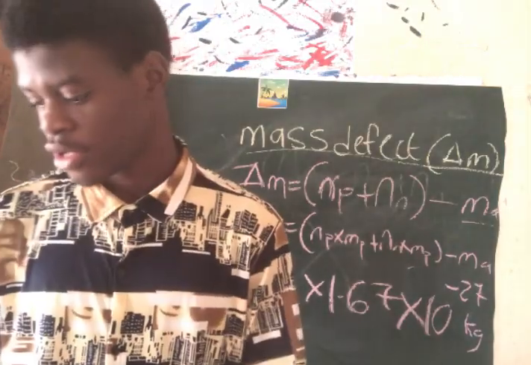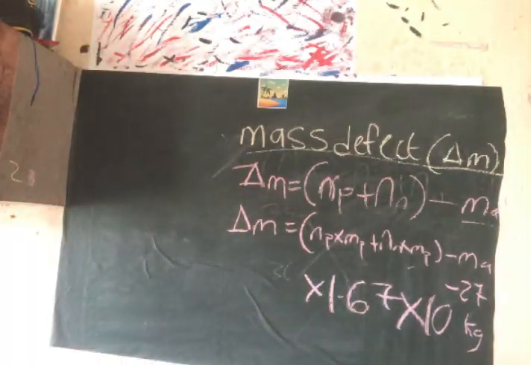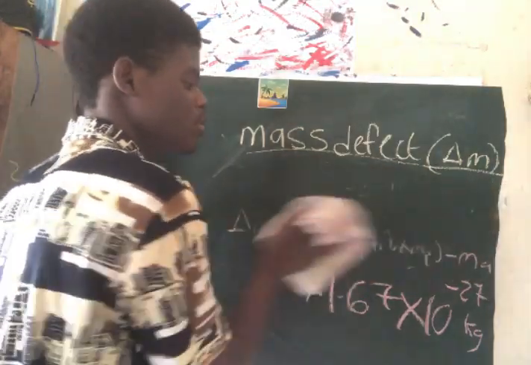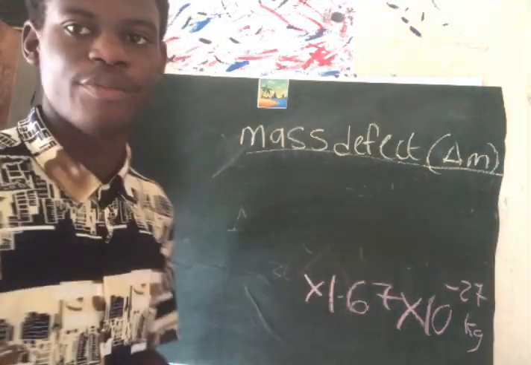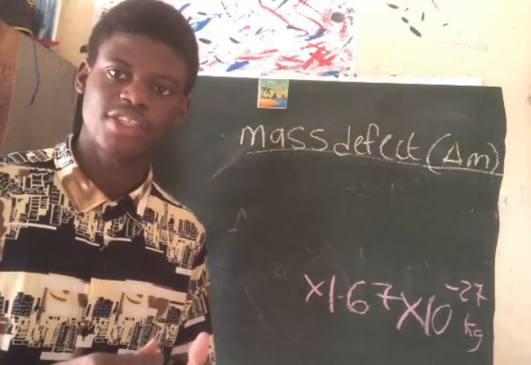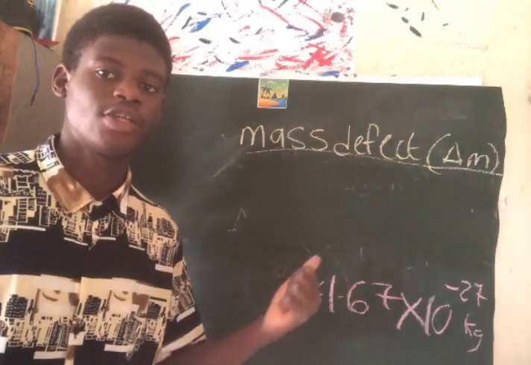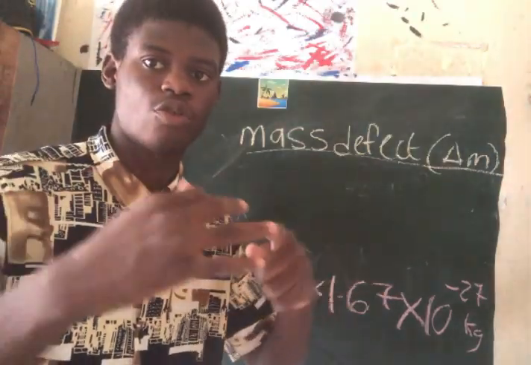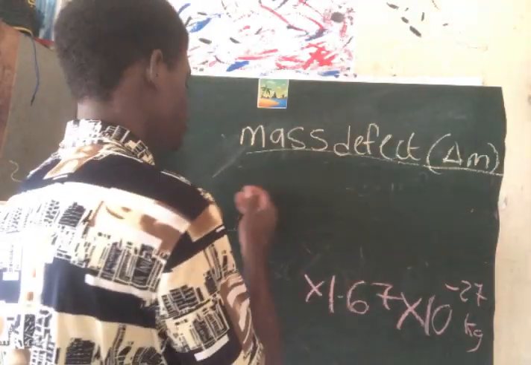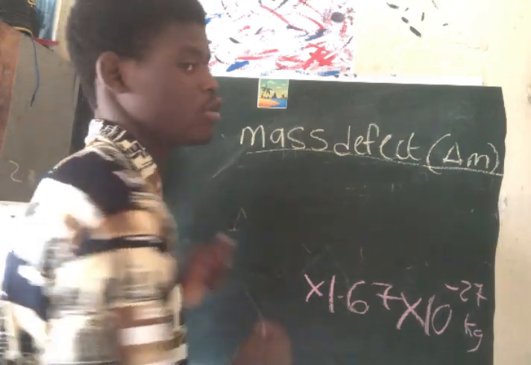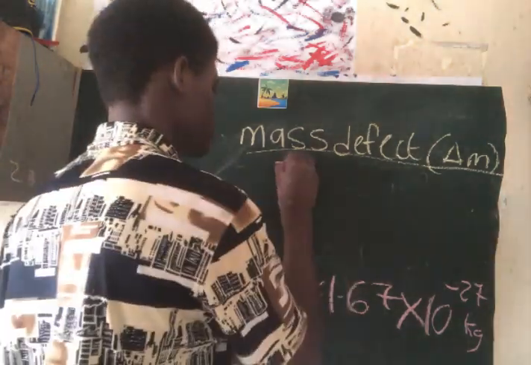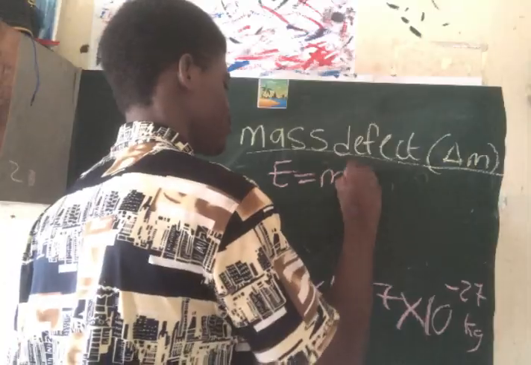Now, there's the question of how to calculate binding energy. It's because of the binding energy that the mass of an atom is always lesser than the mass of protons and neutrons combined. So how do we calculate the binding energy? We use the Einstein formula, E is equal to mc squared.